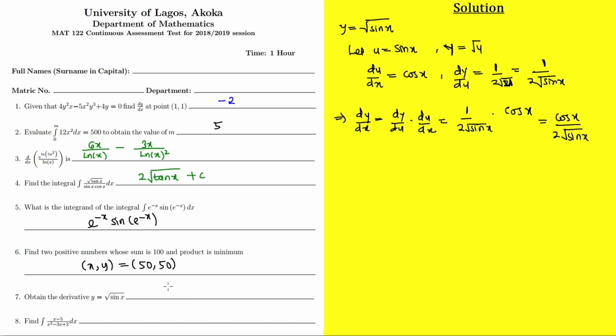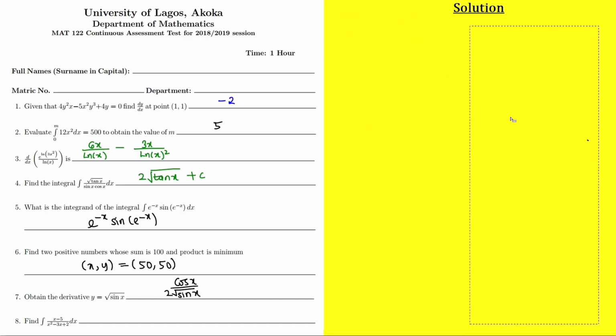You can leave your answer this way. So our correct answer here is cos x all divided by 2 multiplied by square root of sine x. Okay, so let's wipe the board up.